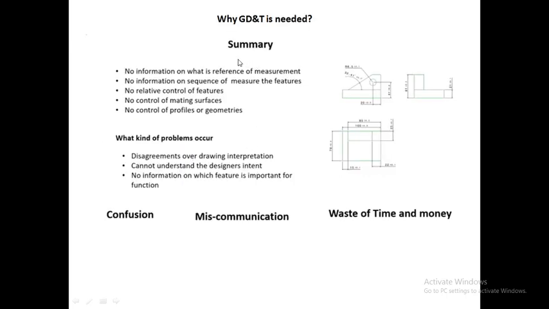So, a summary of why GD&T is needed. In the traditional tolerancing system, there is no information on what the reference of measurement is, or from where measurement should start. There is no information on the sequence of measuring the features. No relative control of features. No control of mating surfaces. No control of profile or geometry.